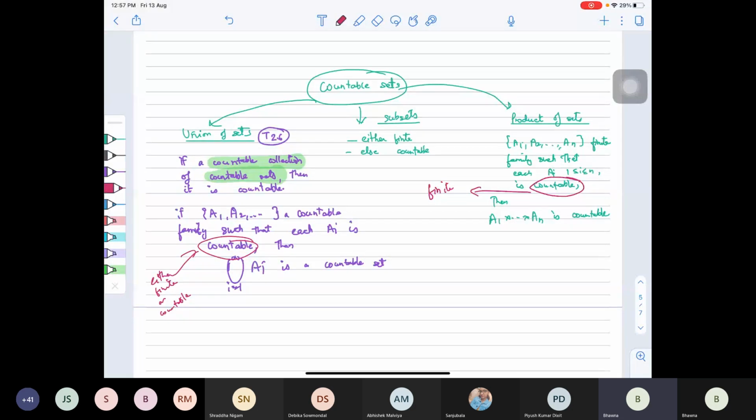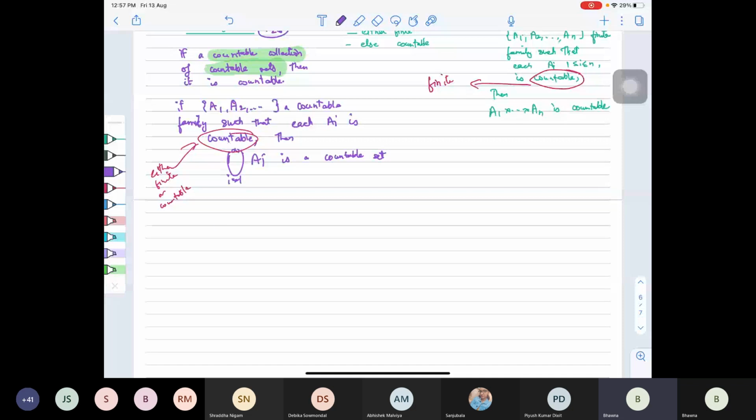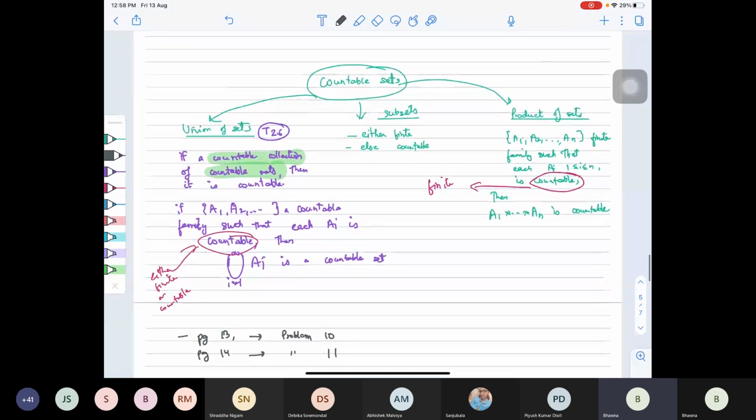So as an example, I'll give you an exercise. If you see page number 13, it has some exercises. Page number 13, problem number 10, and page number 14, problem number 11. They both use these three theorems. These three theorems are the key.